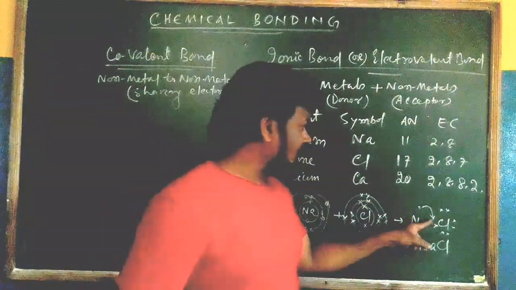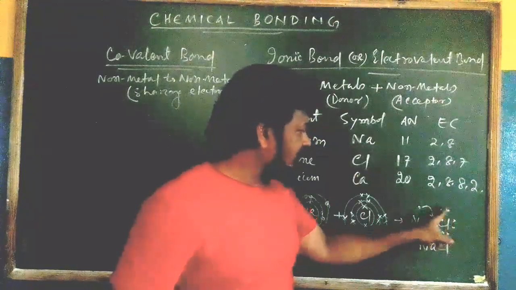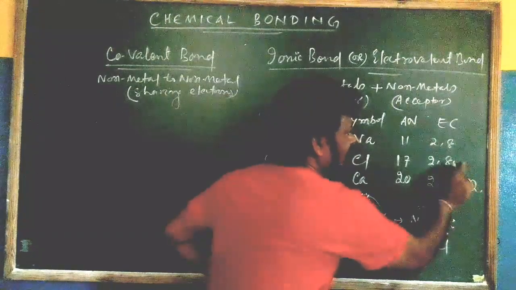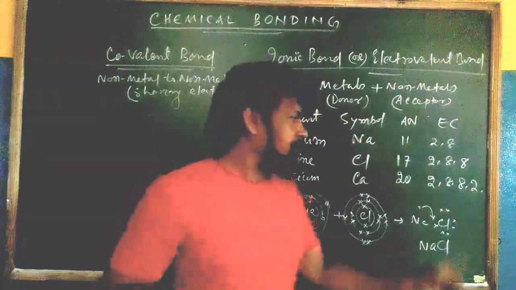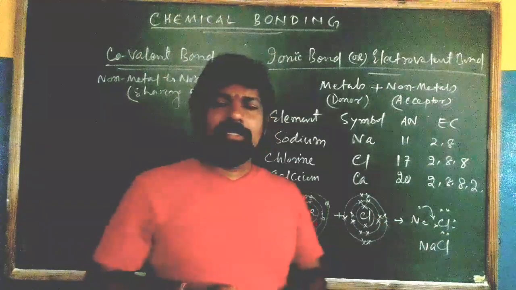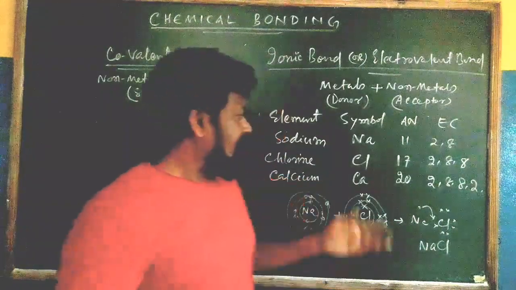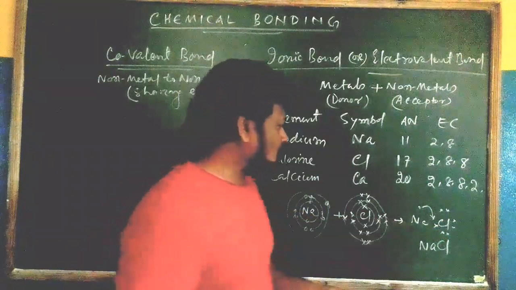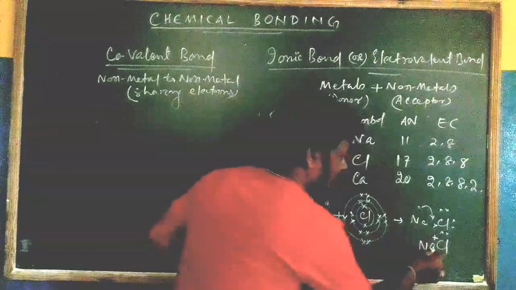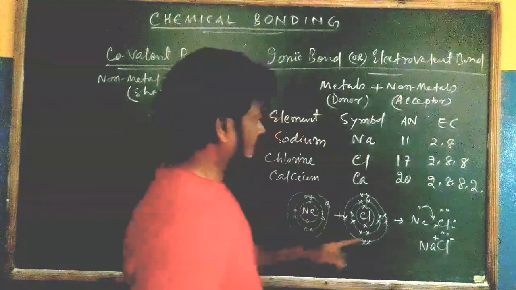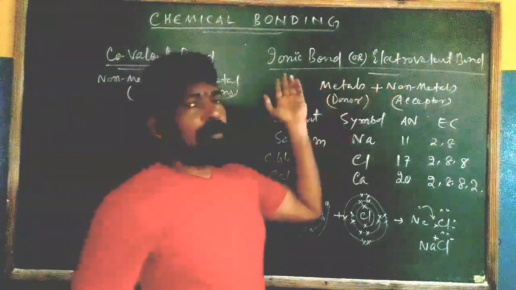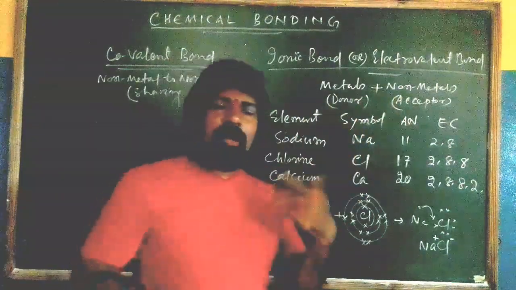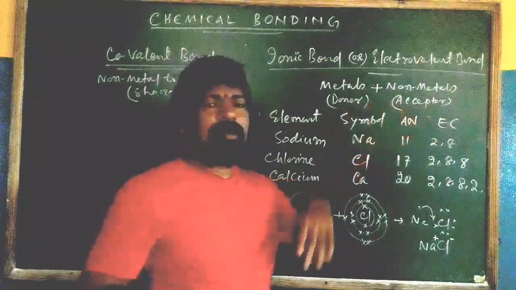And that single electron goes to chlorine, which already has 7, and this one more is added, 7 plus 1, and ultimately chlorine will also have 8 in its outermost orbit. Now the compound sodium chloride is formed, and here sodium donated and chlorine accepted. Because sodium donated, it is plus, and chlorine accepted, it is minus. So this electrovalent bond or ionic bond always takes place between metals and non-metals, because metals are always donors and non-metals are always acceptors.